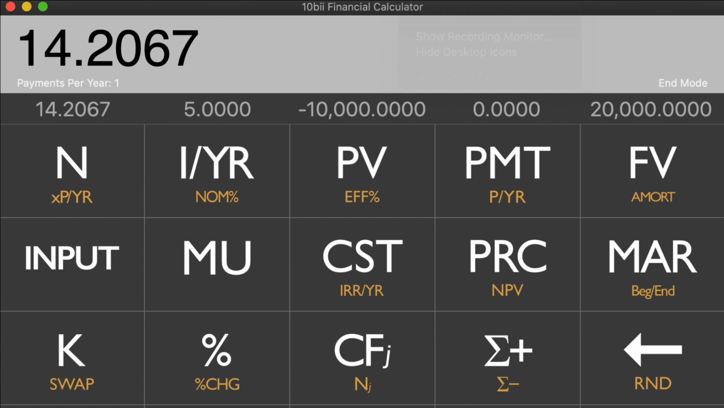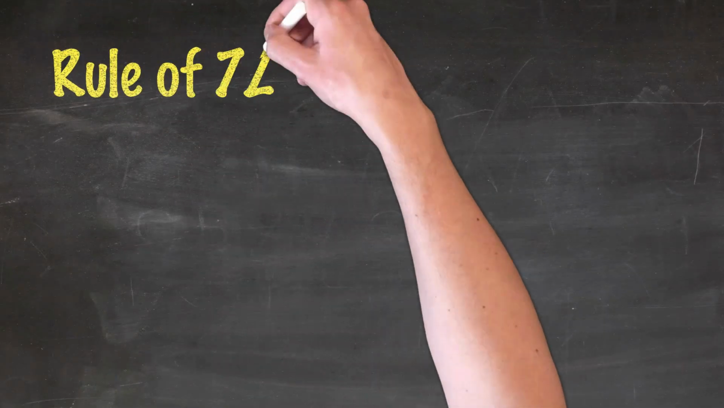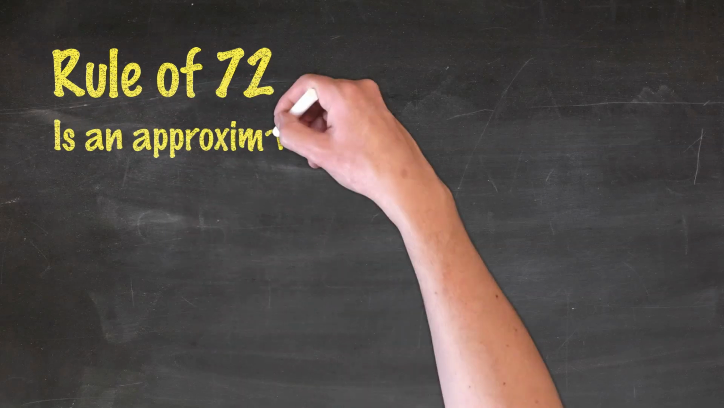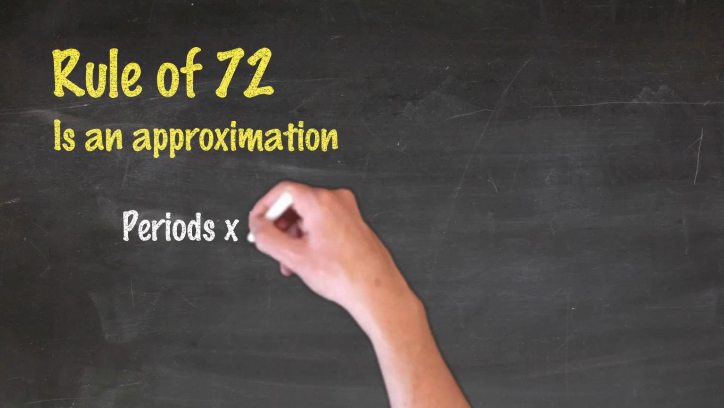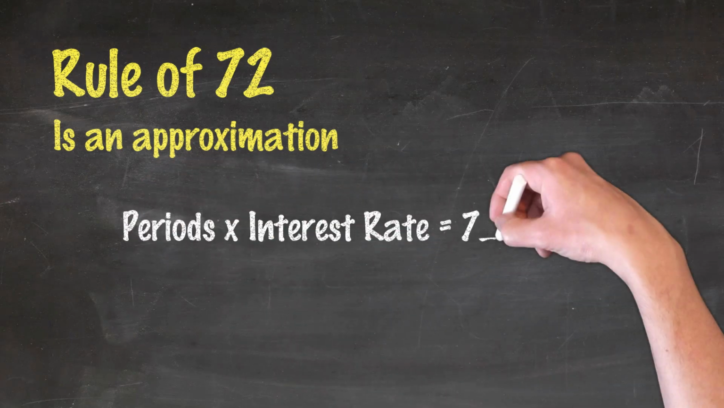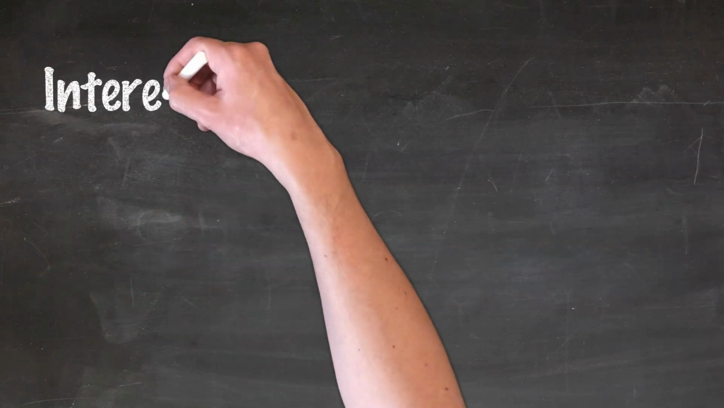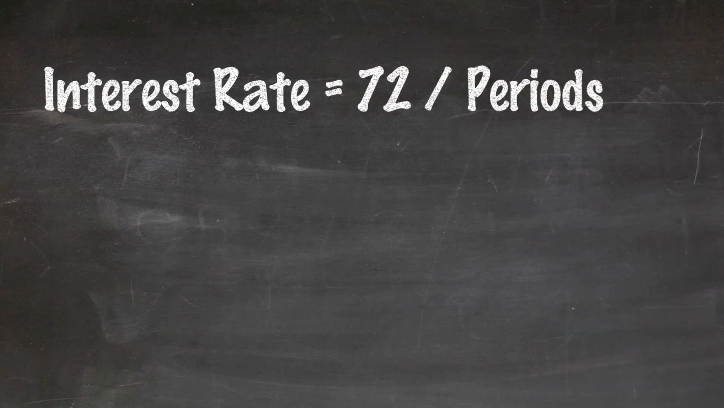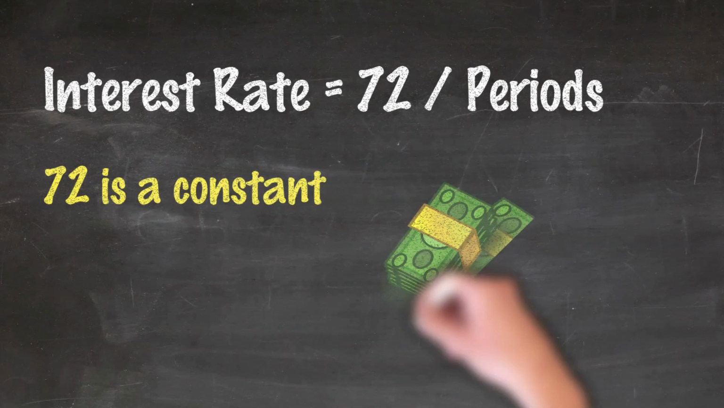But there's times in our lives where we want to have a conversation with a client, a conversation with a consumer, and maybe a financial calculator isn't lying around. So we can use the Rule of 72. The Rule of 72 is an approximation that says I can take the number of periods times an interest rate should equal 72 when I'm doubling my money. And with that in mind, then, the interest rate would be 72 divided by the time it takes to double. 72 is a constant when I'm doubling money, and just kind of remember the Rule of 72.